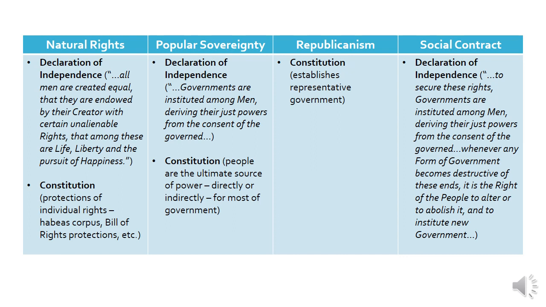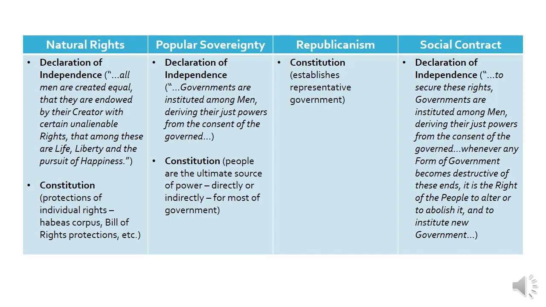Natural rights, probably the best example of where that appears in our founding documents is in the Declaration of Independence. I have a quote here. Jefferson writes that all men are created equal, they are endowed by their Creator with certain unalienable rights, that among these are life, liberty, and the pursuit of happiness. That is a direct reference to natural rights.